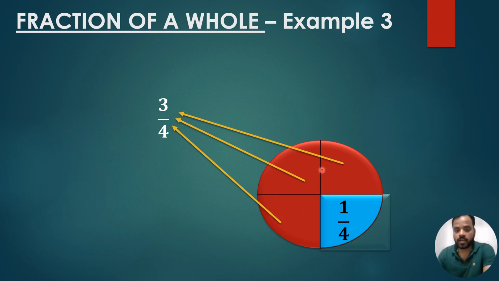Means the total circle was divided into four equal parts. Out of that, one part was colored blue, so the fraction is 1 by 4. Out of the four equal parts, three parts were colored red, so the fraction is 3 by 4.